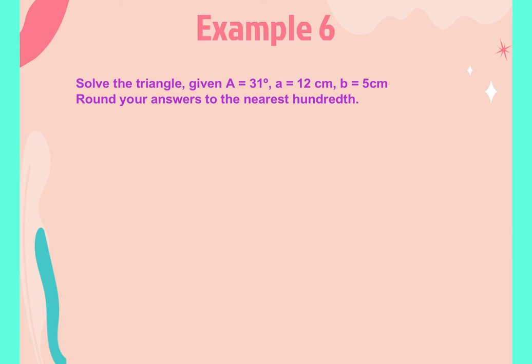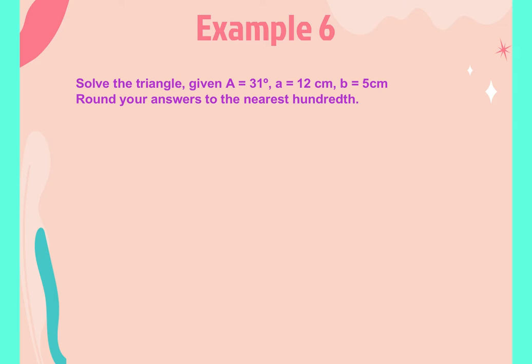All right, this video is going to go through the last example from Law of Sines that we didn't get to finish, and then the rest of the notes for Law of Cosines, which is the area using Heron's formula. So in this question, it says solve the triangle given angle A is 31 degrees, side A is 12 centimeters, and side B is 5 centimeters.